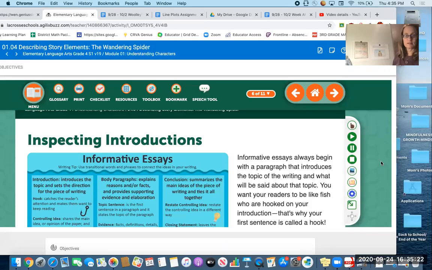Okay, so here is another reading lesson for you. This lesson is for Thursday, and it's for Module 01.04, The Wandering Spider, slides 6 through 11.